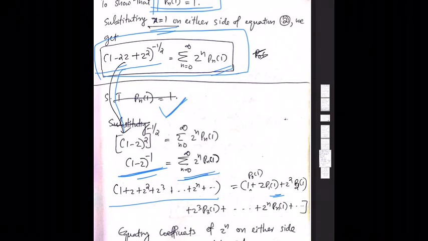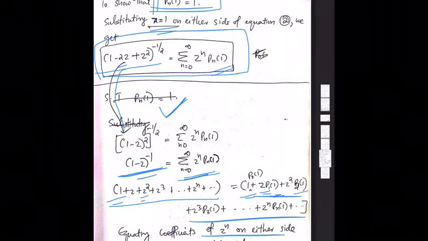We are taking this expansion, and as we compare the coefficient of z raised to n on both sides, the coefficient of z raised to 0 is 1. The coefficient of z raised to 1 gives P1 of 1, here 1. Coefficient of z square, P2 of 1, here 1. So we can say the coefficient of z raised to n is equal to 1. So Pn of 1 we can say is equal to 1, because P0 of 1 is 1, P1 of 1 is 1. So we get such an interesting result.